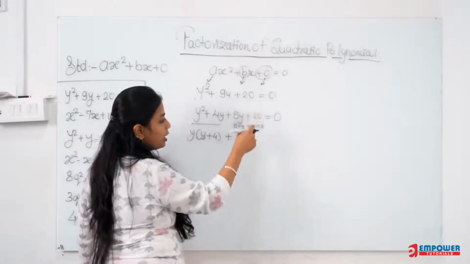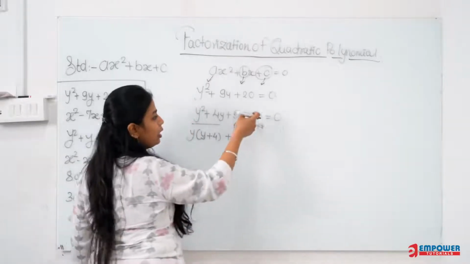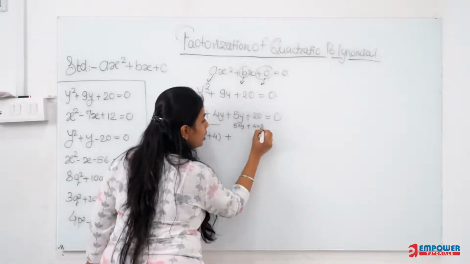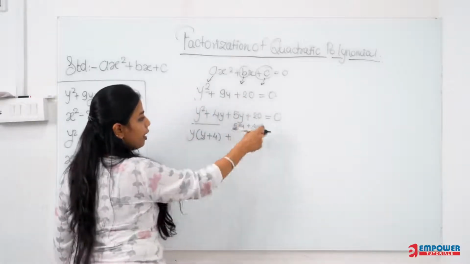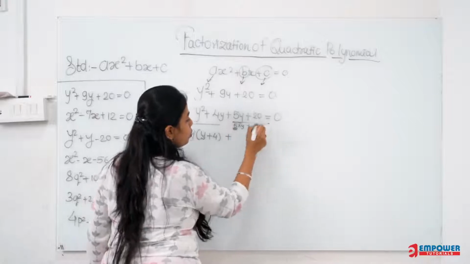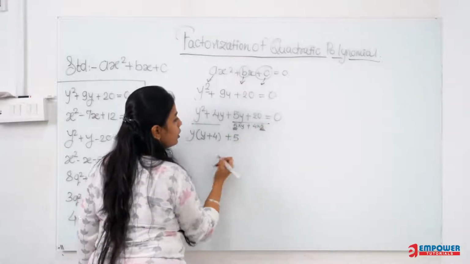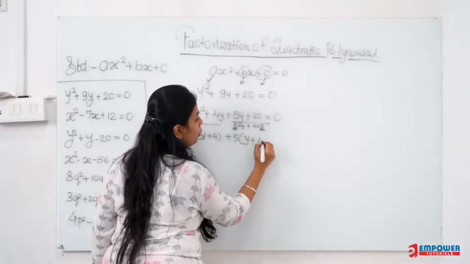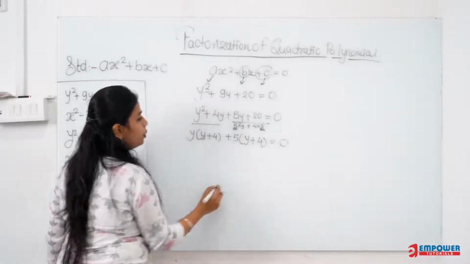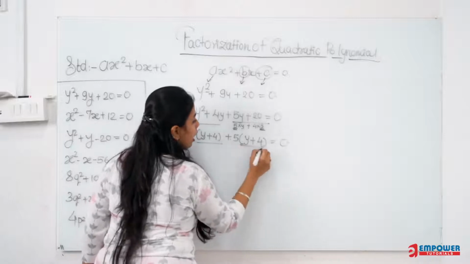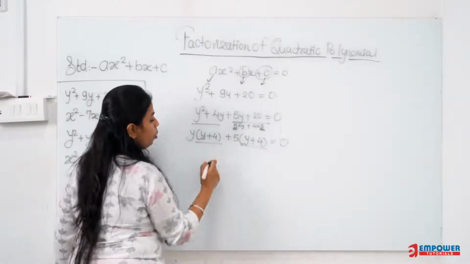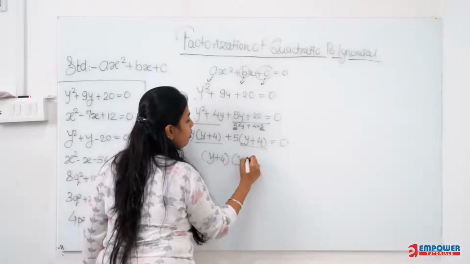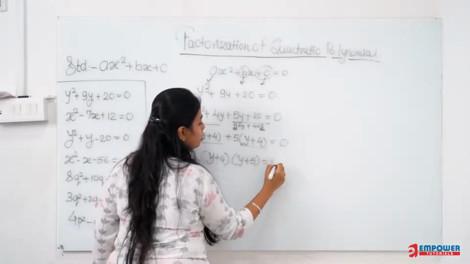Can I write 20 as 4 into 5? Yes, because 4 into 5 is nothing but equal to 20. So if you see here, you have 5 as the common factor between these two numbers. So I will take 5 as the common factor. In the bracket I will have y plus 4, which is equal to 0. Now I have this bracket as common, so I will take this bracket as common, and in another bracket I will have y plus 5 is equal to 0.